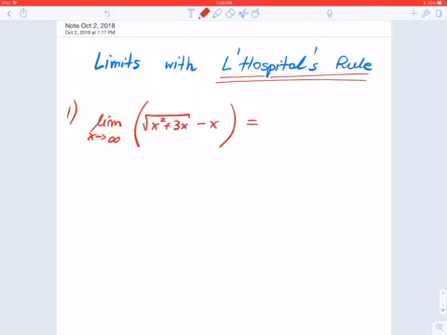Limits with the L'Hospital's rule. Limit number 1. Limit as x goes to positive infinity of the difference of two functions. The first one is the square root of x squared plus 3x, minus x.